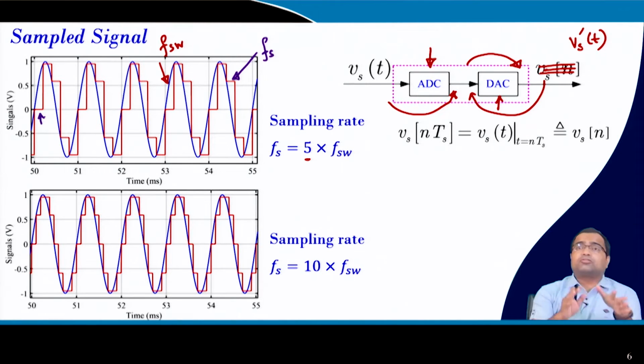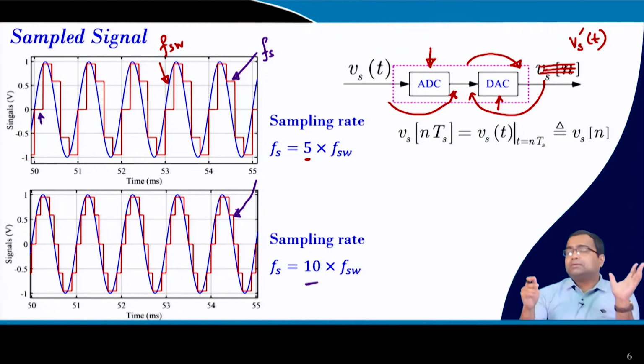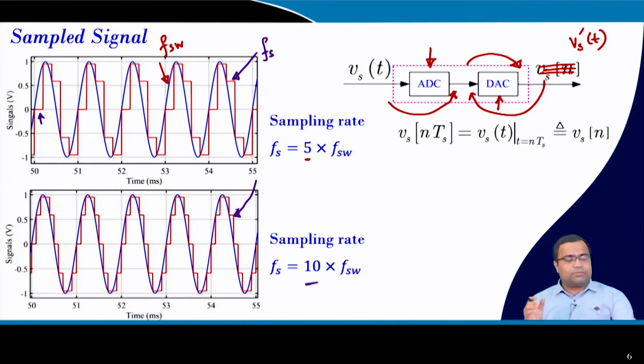But here we have not considered any quantizer. If we apply a quantizer, you may get an even more distorted waveform, but for the time being we are only talking about the sampling rate. If we increase to 10 times, then we will get behavior closer to the analog signal, but still they are not exactly the same. So, now the question is, what should be the sampling rate? Should we go to 100 times? Should we go to 200 times?